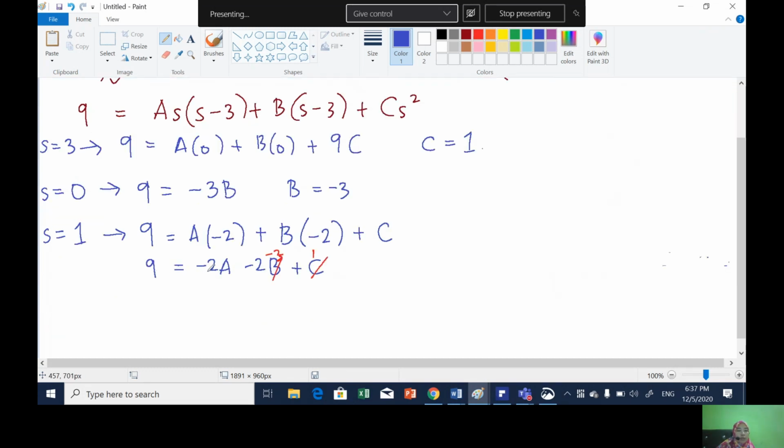Okay, so we have 9 equal to negative 2A minus 2 times negative 3, where we got this negative 3 from this part. And then C is 1, from our previous solution. So I can write down 9 equal to negative 2A plus 6 plus 1. So 6 plus 1 is 7. We bring 7 to the left hand side and it becomes 9 minus 7, so we have 2 equal to negative 2A. So this gives us the value of A as negative 1.